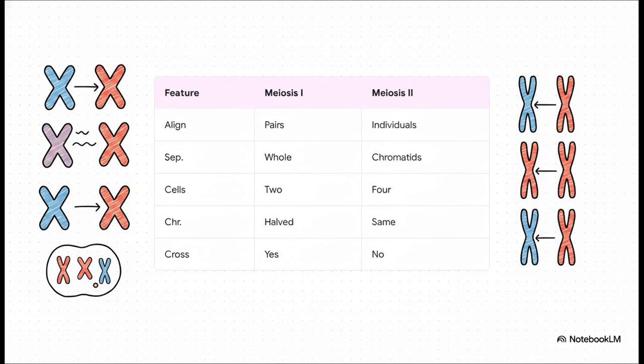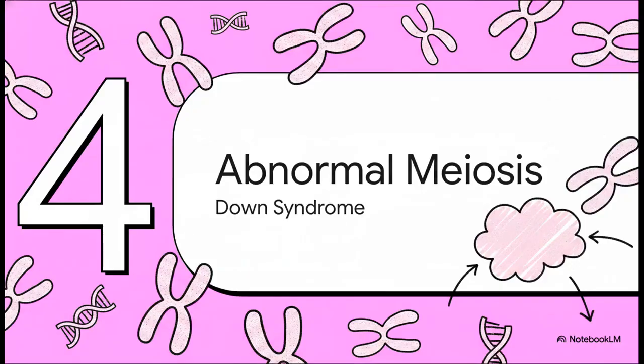So when you're staring at an exam diagram, just ask yourself, am I looking at pairs and whole chromosomes, or individuals and single chromatids? Hit the nail on the head with that question, and you'll spot the difference every single time. This brings us to part 4, abnormal meiosis, specifically understanding Down syndrome.